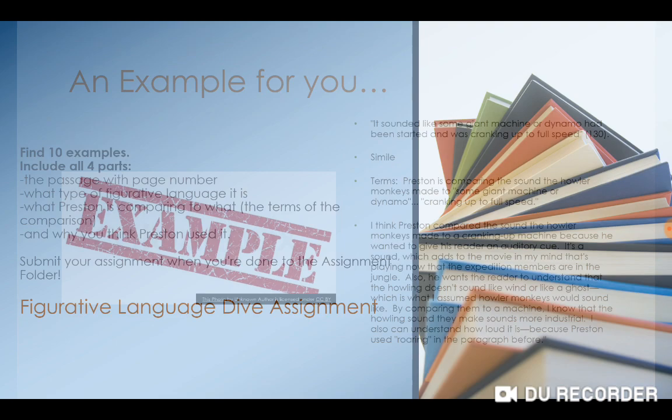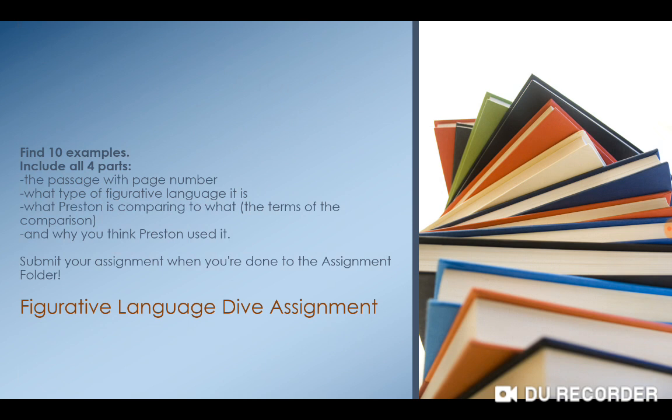Your job is to find 10. So here, let me wrap this up. You're going to go to the assignment for Figurative Language Dive. You're going to find 10 examples of figurative language. Start on page 130, go to page 135. You should have no trouble finding 10 examples in those 5 pages. Make sure that you give me the passage with the page number, explain what type of figurative language you're looking at, what Preston is comparing to what. That's the terms of the comparison.